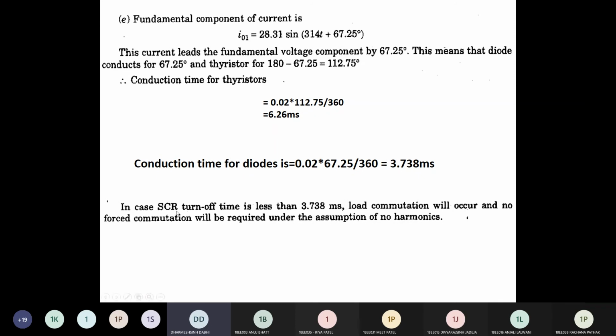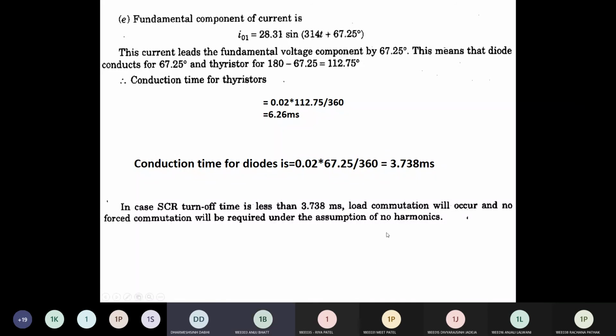Because suppose you take the thyristor turn off time as 2 milliseconds. It means that within 2 milliseconds, if you apply the reverse voltage, your thyristor will turn off. But here your thyristor is reverse biased for 3.73 milliseconds. It means this time is sufficient for the thyristor to regain its forward blocking capacity. Clear? So if the thyristor turn off time is less than this time, 3.73 milliseconds, then load commutation will happen. Otherwise, forced commutation will be required.